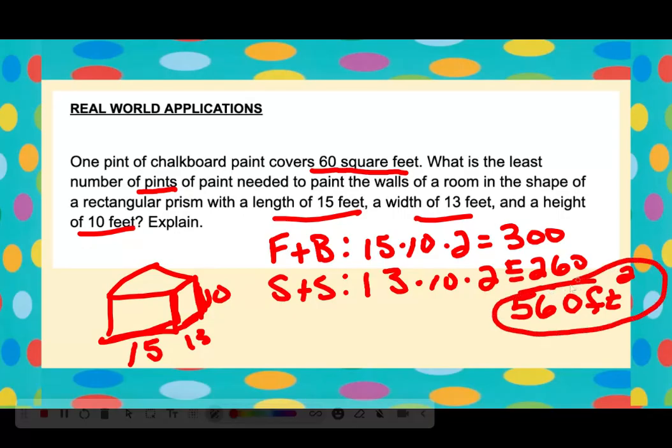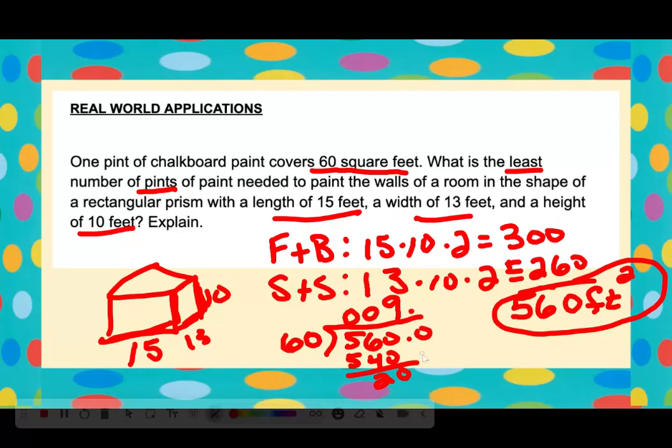is our total area. But we still didn't answer the question. What's the least number of pints of paint needed? If you know 1 pint covers 60 square feet, we're going to divide 560 by 60. Well, 60 can't go into 5, 60 can't go into 56, 60 can go into 560 9 times, which is 540. Subtract, add a decimal and a 0. 60 can go into 200 3 times. 180, we can stop.